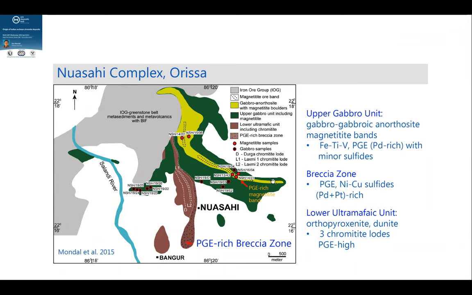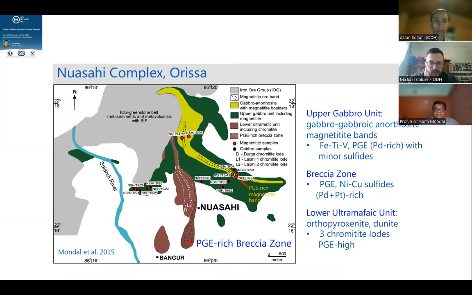And at the upper part of the gabbroic unit, we have magnetite bodies, which are titaniferous vanadium bearing magnetite. And in a previous study, we discovered PGE mineralization within these magnetite ore bodies, where palladium concentration is higher than the other platinum group elements. Sometimes the PGE value is more than 3 ppm.